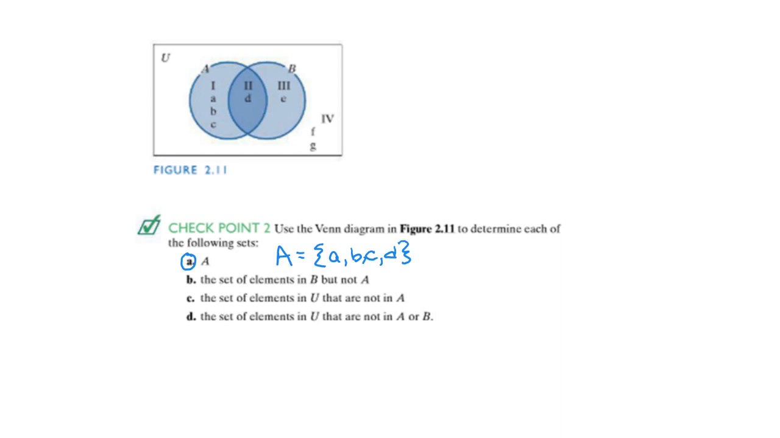Part B is the set of elements in B, but not A. So if we're doing in B but not A, we are looking at region 3 only. So this set is going to be defined by just the letter E, or region 3.